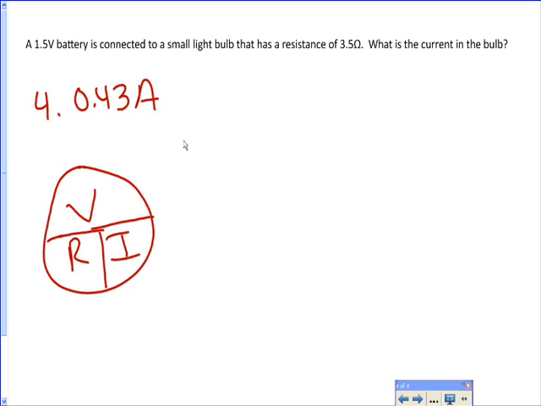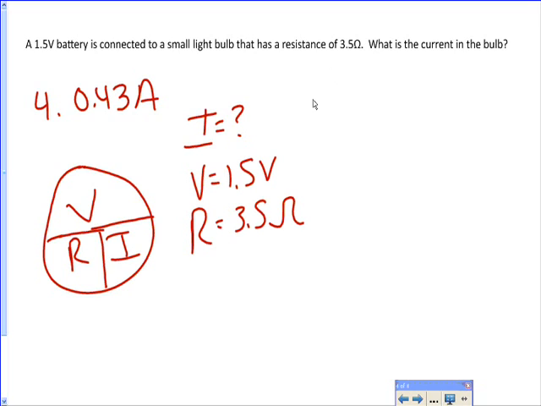Okay, a 1.5 volt battery is connected to a small light bulb that has a resistance of 3.5 ohms. What is the current in the bulb? It says, what is the current? So that's our question mark. Voltage equaled 1.5 volts and resistance equaled 3.5 ohms.